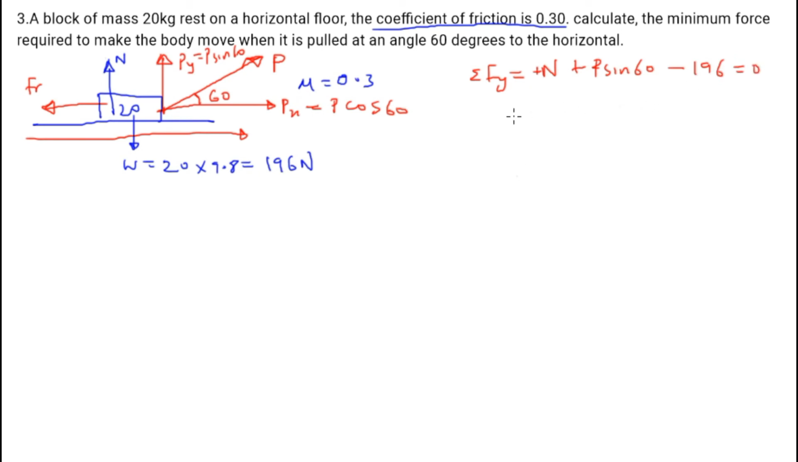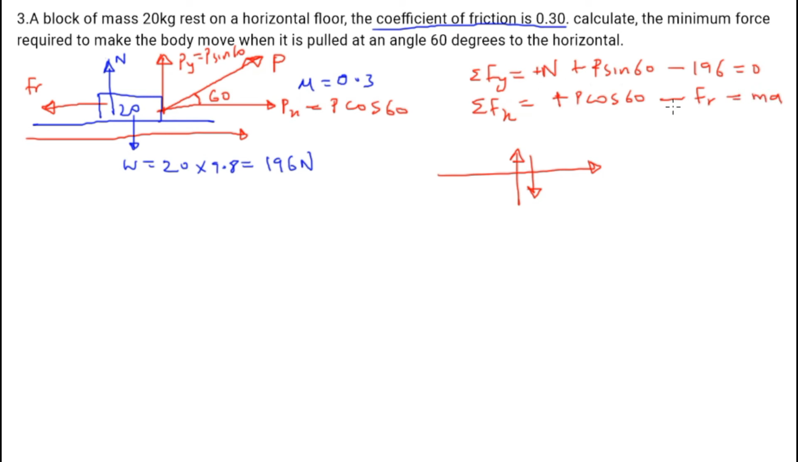The object is not accelerating up or down the horizontal surface. The object is just moving horizontally, not vertically. So there is no acceleration on the y-axis, which is the vertical component. So let's find the summation of the forces on the x-axis. On the x-axis, we have plus P cos 60 degrees, which is along the positive x-axis, then Fr is along the negative x-axis, and is equal to ma, where m is the mass of the object and a is the acceleration of the object.